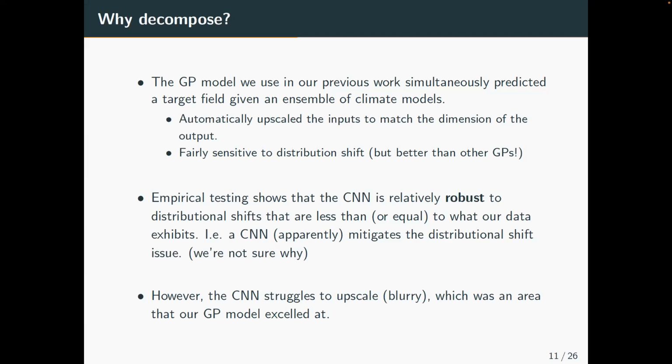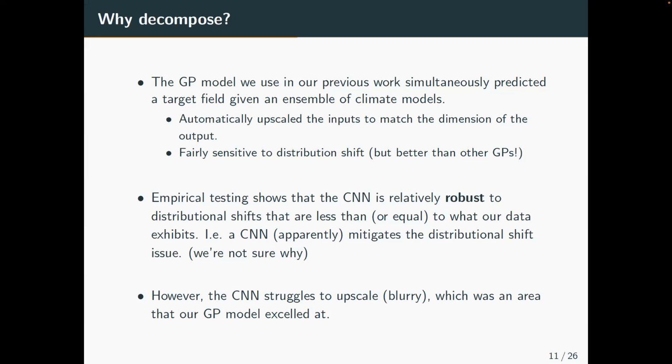However, what we found so far, and again, this is ongoing work, is that empirical testing is showing that the CNN was actually relatively robust to the distributional shifts. At least it was robust to shifts that were less than or equal to whatever our data was exhibiting. And this is actually evident in the first table, which I should probably put back in here, and showed that the error of the CNN, while it was overall higher than our Gaussian process approach, was fairly consistent over time. And so to some degree, we're still figuring out exactly why this works and under what conditions. The CNN does appear to mitigate this distributional shift problem.